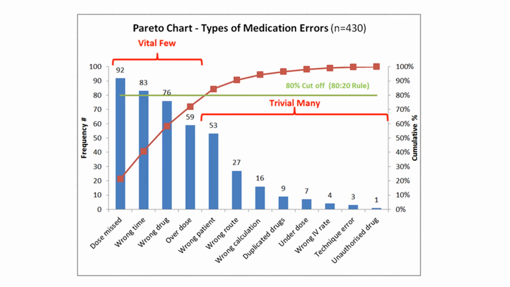Dose missed, 92 out of 430. Wrong time, 83 out of 430. Wrong drug, 76 out of 430. 92 plus 83 plus 76, and 59 for overdose, make up 80% of all the problems. If we address the wrong time, the wrong drug, overdose, or dose missed, those four areas, we will cover 80% of the problems with missed medication. We don't have to cover all of them equally. We have to address the worst few, and that's what a Pareto chart does.